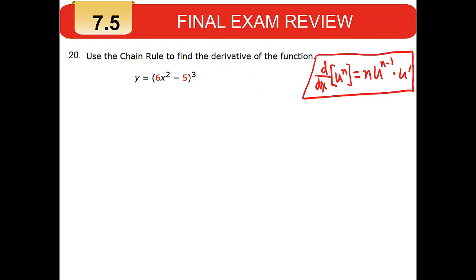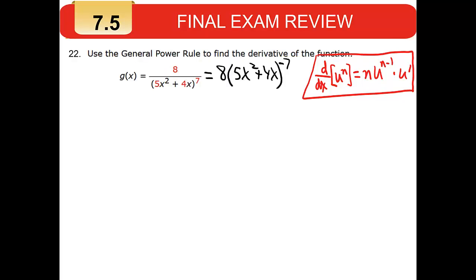The derivative of u to a power is bring the power down, reduce the exponent by 1, it becomes n minus 1, and then you take the derivative of the inside, which is indicated here in this formula by u prime. 21, same as 20, use the chain rule or what you might call the general power rule.